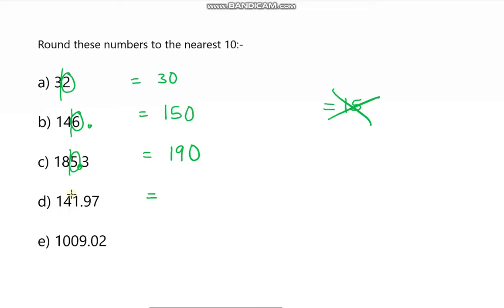Okay, the next one, so the 4, that's our tens column. So draw a line here and look at this number.